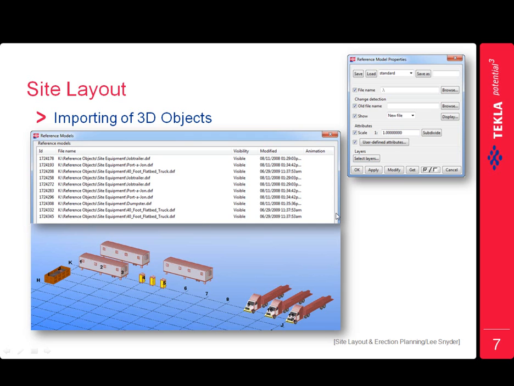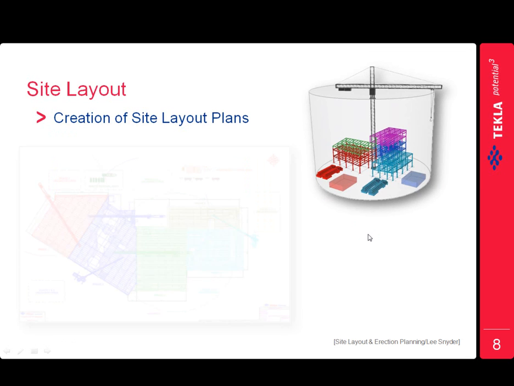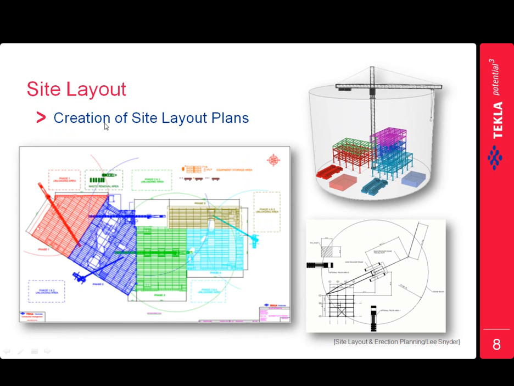We'll just hop back to the PowerPoint here real quick to do a review of some of those things that we talked about. So bringing in the 3D objects is going to be here in your reference model list. You'll be able to see anything that you want and bring it in there. And then you can also create the site layout plans. We're going to get into the cranes next. I'll bring that into the model.